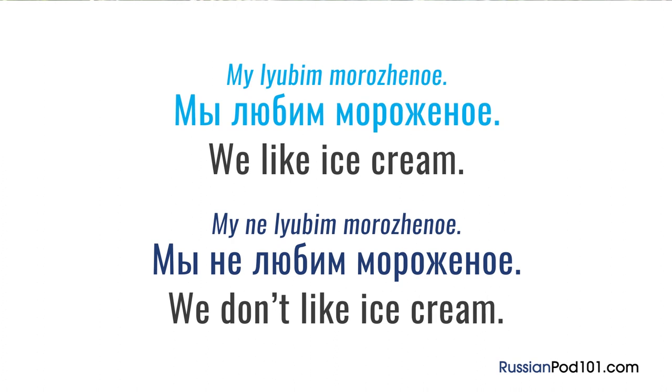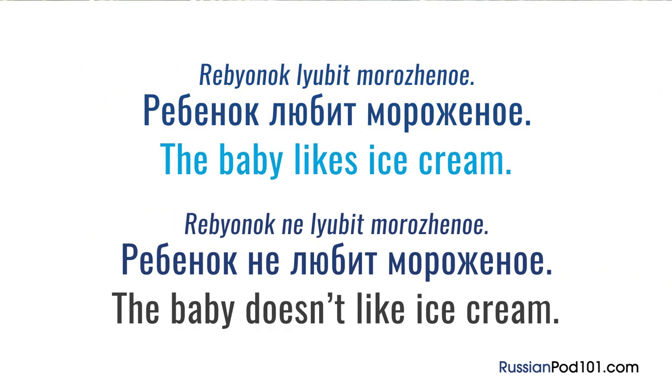Мы любим мороженое. We like ice cream. Мы не любим мороженое. We don't like ice cream. Ребенок любит мороженое. The baby likes ice cream. Ребенок не любит мороженое. The baby doesn't like ice cream. Easy!